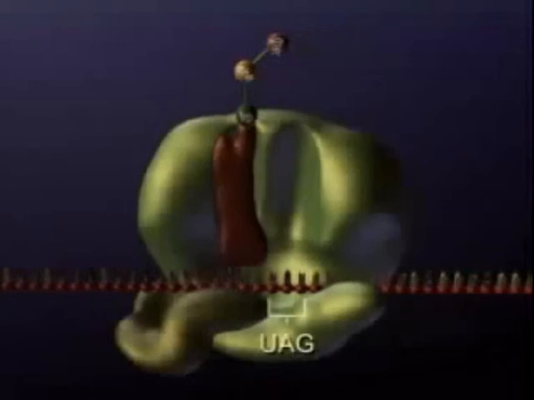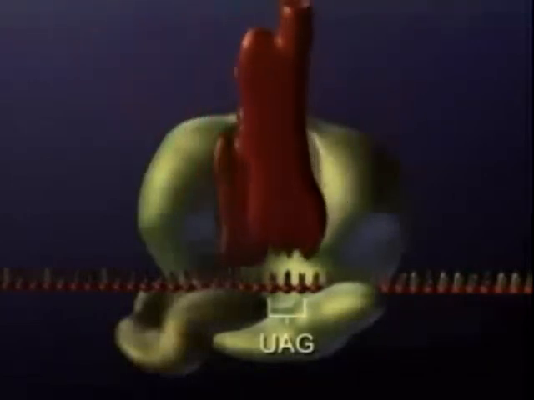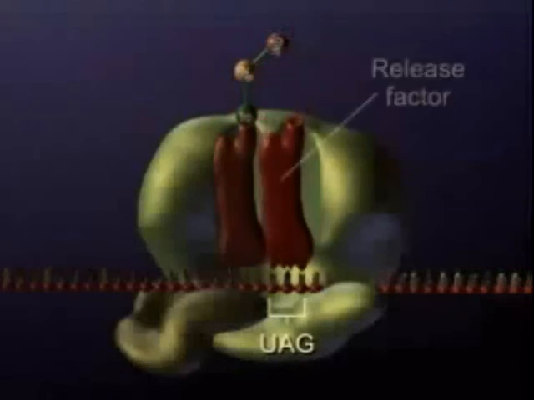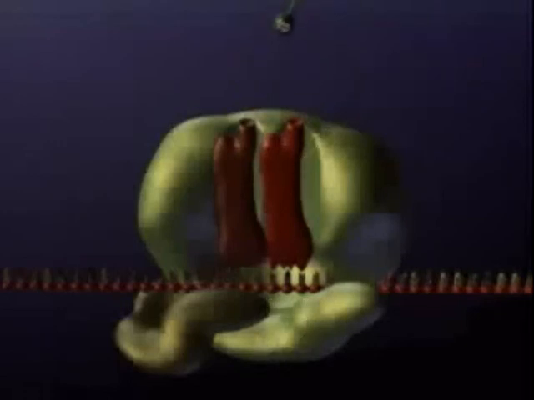This process of polypeptide chain elongation continues until a stop codon is reached. A release factor binds to the A site. It carries no amino acids, but facilitates release of the polypeptide and the messenger RNA from the ribosome.